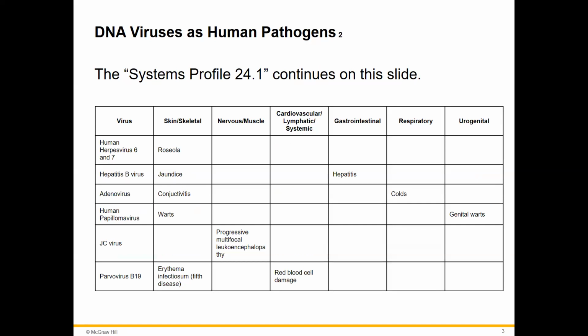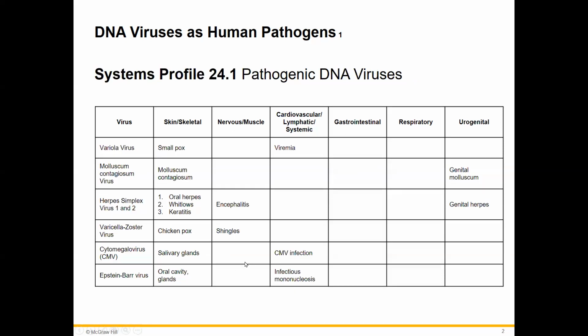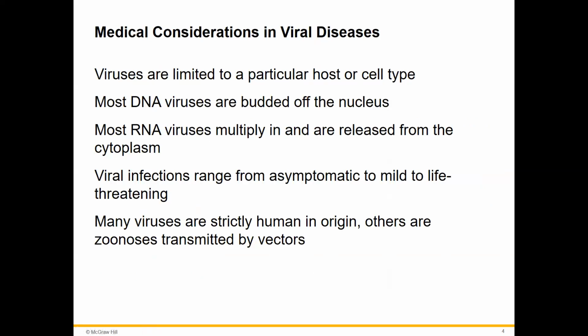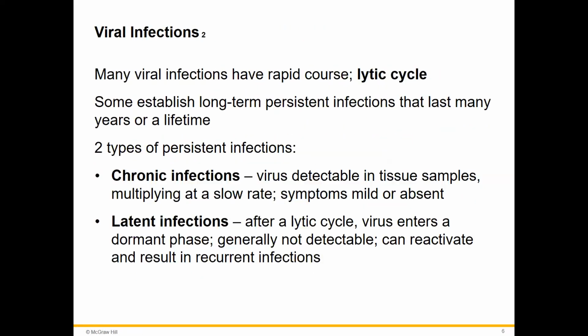Some others that we can continue into are human herpes virus 6 and 7, hepatitis B, adenovirus, HPV, JC virus, Parvovirus B19. So all besides JC virus, all of these would be important DNA viruses to know. So pathogenic DNA viruses. Let's see here. Let's get into some specifics then.